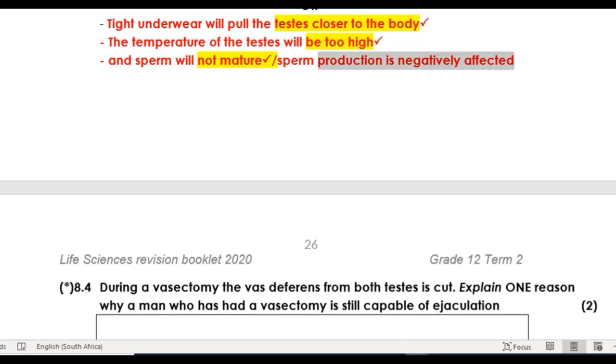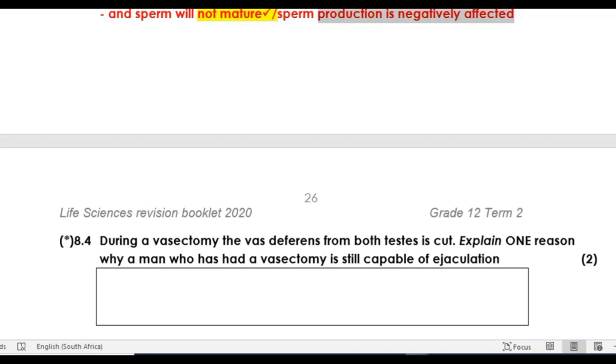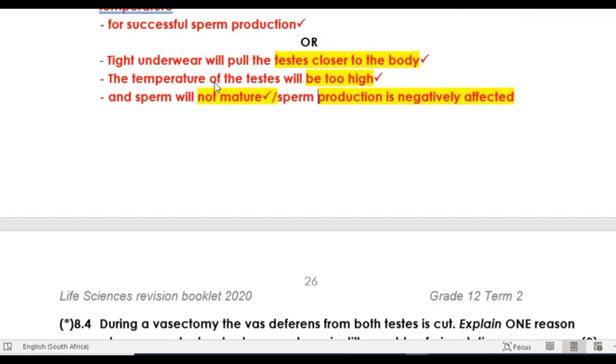Okay, and that's the easiest marks to get there, as I explained to you guys now, that the testes will be too close to the body, the temperature will be too high, and therefore sperm will not mature. You're not going to say that there will be no sperm. That's incorrect, because there is sperm. It's not that there's no sperm, it's that sperm will not mature, or the production will be negatively affected. So that has to do with temperature.